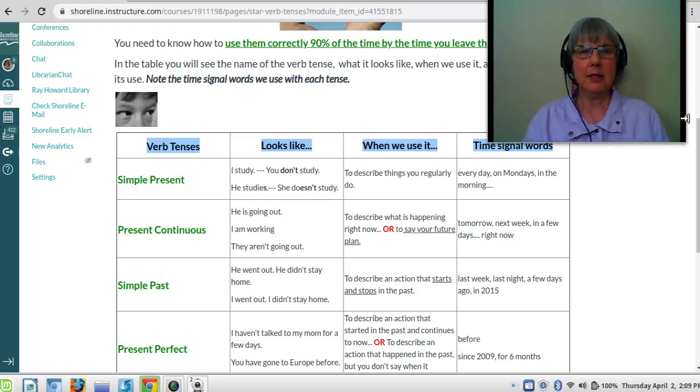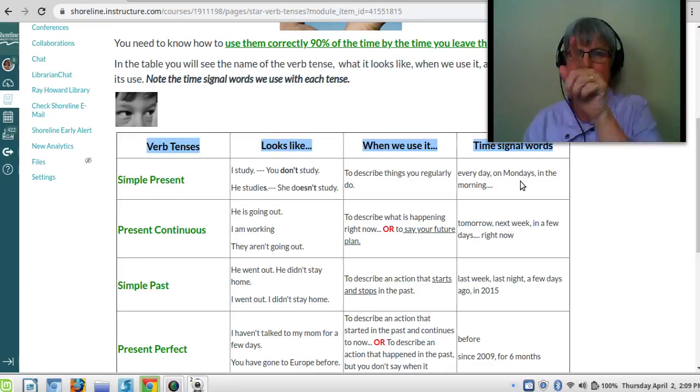Here we go. So simple present: I study, you don't study, he studies, she doesn't study, is the tense to describe what we regularly do. So if it's every day, on Mondays, in the morning, it's the same again and again, like our schedule. Next is present continuous.